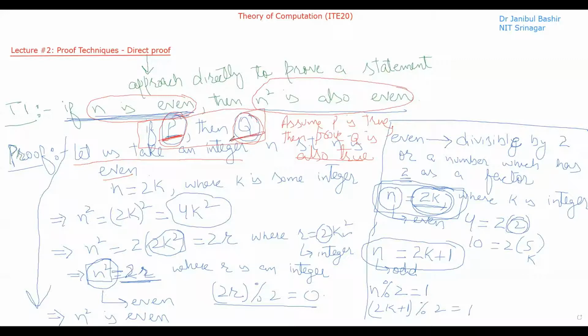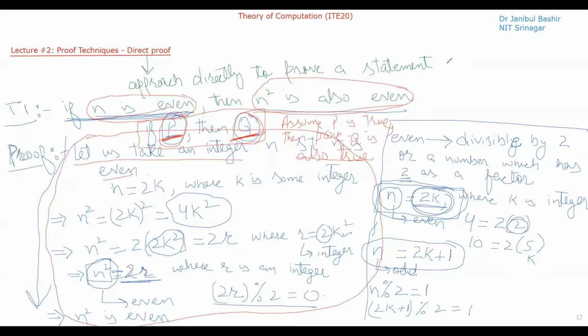Then we will prove that this particular statement is also true. So this is how we directly approach a problem, we directly approach a theorem to prove it. Here we have made a mathematical argument, and that mathematical argument has proved this particular theorem. What was the theorem? If n is even, then n square is also even.